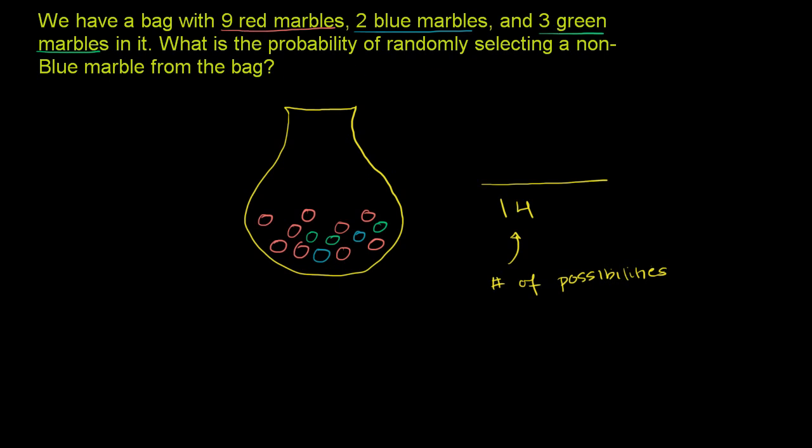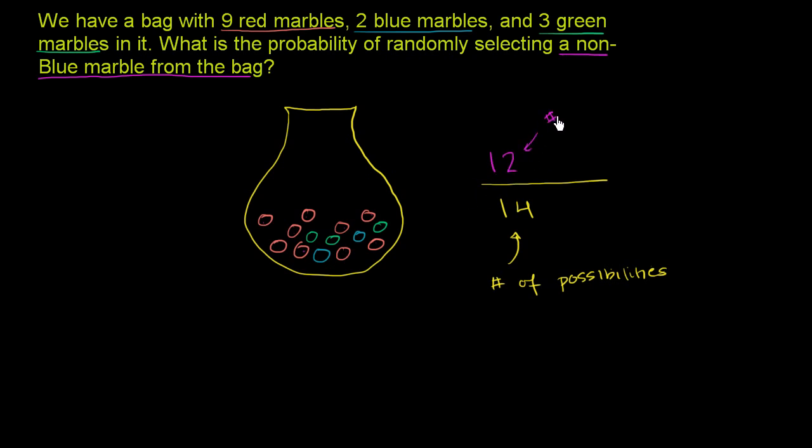So what number of those possibilities meet our constraints? And remember, our constraint is selecting a non-blue marble from the bag. Another way to think about it is a red or a green marble, because the only other two colors we have are red and green. So how many non-blue marbles are there? Well, there's a couple of ways to think about it. You could say there's 14 total marbles. 2 are blue, so there are going to be 14 minus 2, which is 12 non-blue marbles. Or you could just count them. 1, 2, 3, 4, 5, 6, 7, 8, 9, 10, 11, 12. So there are 12 non-blue marbles.